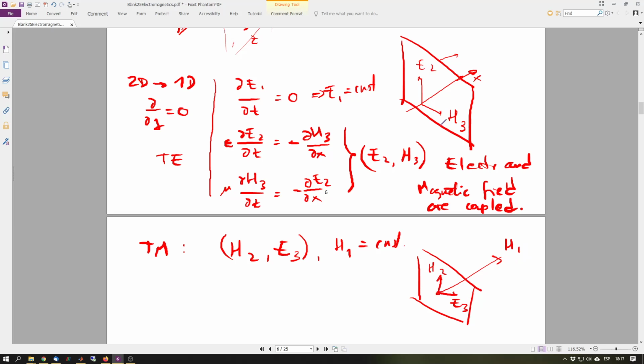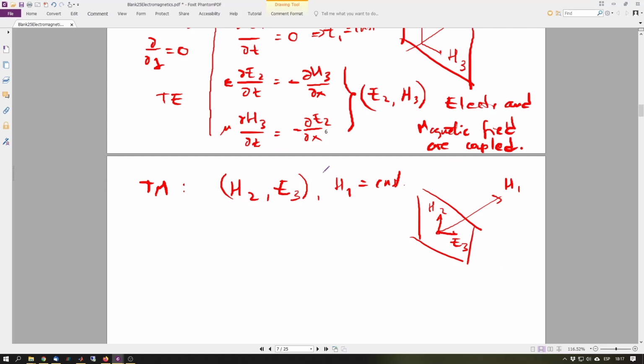So the two types, the simplification of a propagating wave, where the two of them are coupled. We see here, if we do the time derivative and the space derivative of this equation, we have one wave equation for E2, and we can do the space derivative and time derivative of this one, and have also another wave equation in terms of H3.